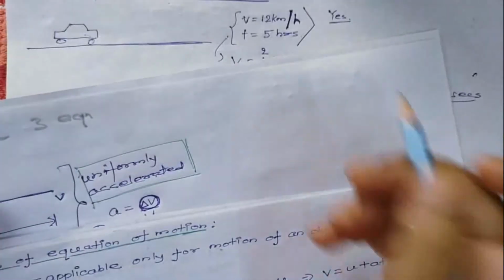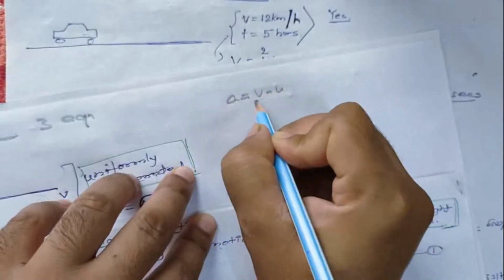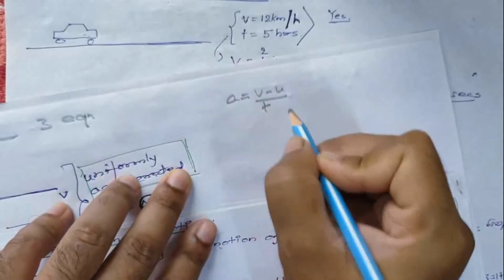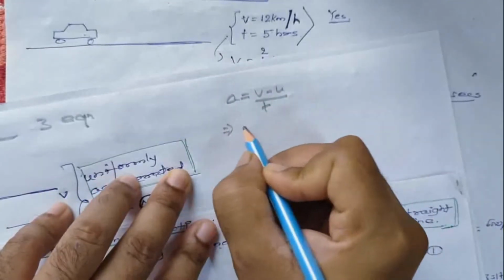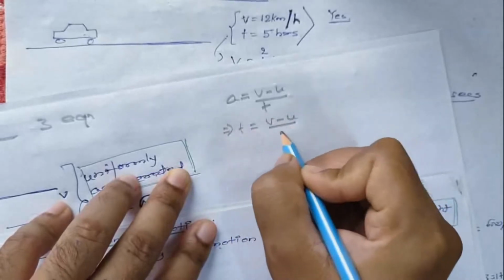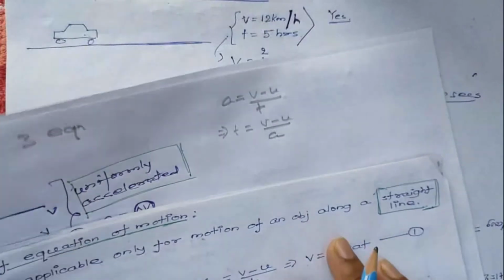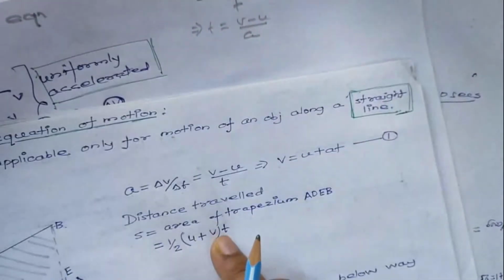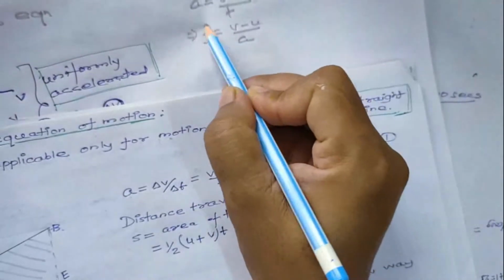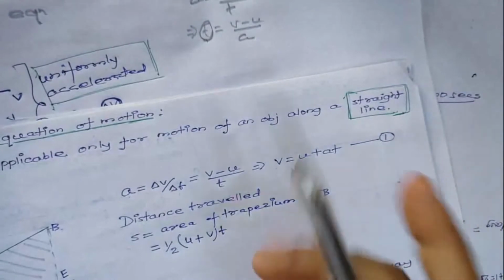Now we know one thing. We know that a equal to v minus u by t. We all know this. Fine. So if I ask you to calculate t from this, you can easily say t equal to how much, guys? V minus u by a. Simple. So can we substitute this here, t? We can. So let us substitute this t in this equation and see what we get.